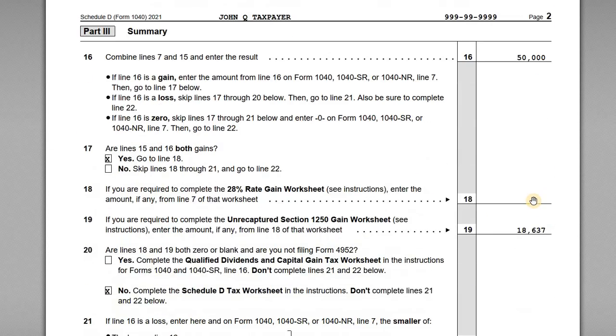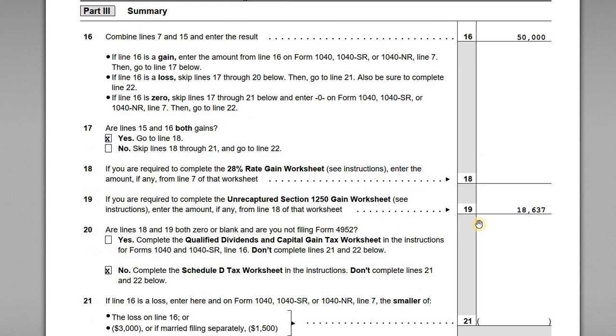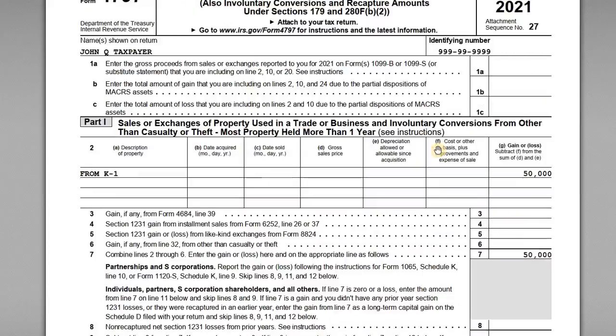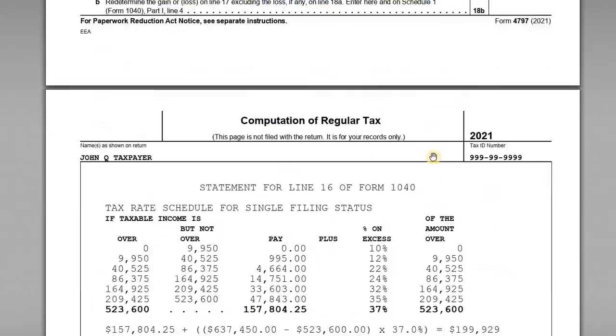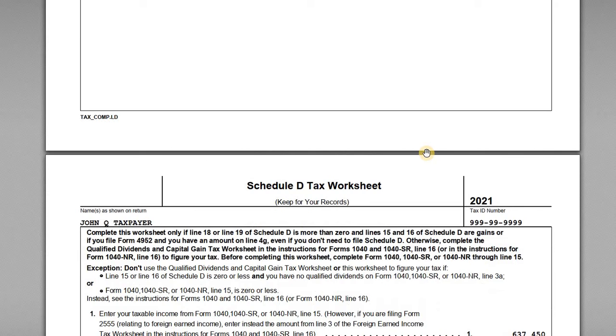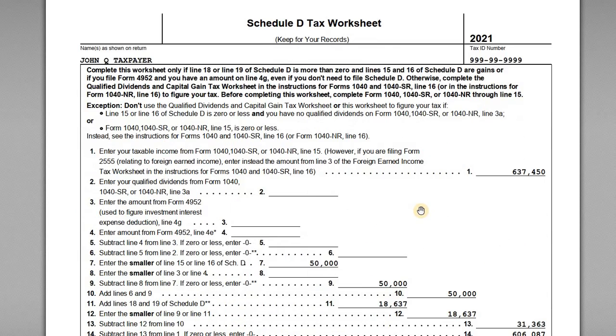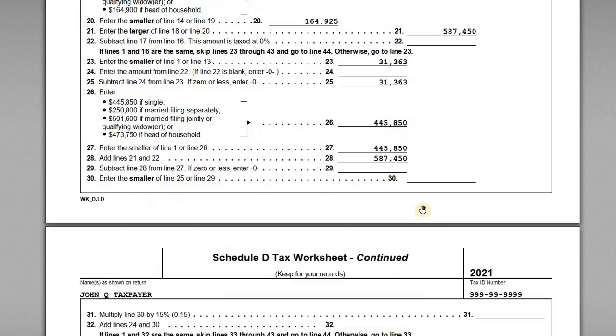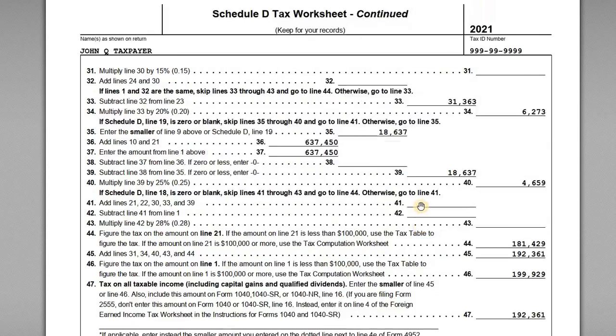And then on page 2 of the Schedule D in Part 3, he reports the unrecaptured Section 1250 gain. So he's got 18,637 of unrecaptured 1250 gain there. Now, you have to look at the worksheets to really compute what the tax rates are going to be on these varying amounts. So if you start with the Schedule D worksheet, it's a 2-page worksheet. I won't go over the entire thing because there are a lot of line items here, but I'm just going to highlight the pieces that are important to note.